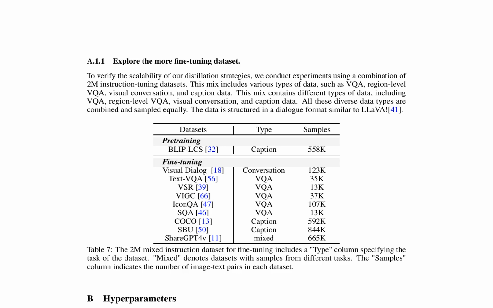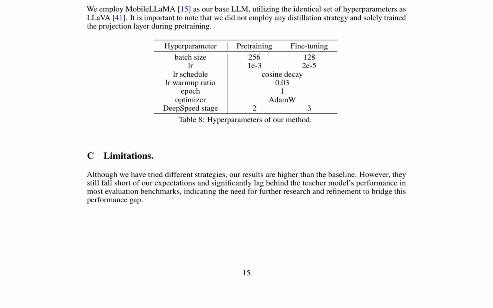The dataset is composed of 10 distinct datasets, including BLIPLCS, visual dialogue, text VQA, VSR, VIGC, icon QA, SQA, COCO, SBU, and shared GPT-4V, with the number of image-text pairs ranging from 13K to 844K. The authors employ mobile LLAMA as their base language model, using the same set of hyperparameters as LLAVA. Notably, they do not employ any distillation strategy and solely train the projection layer during pre-training.